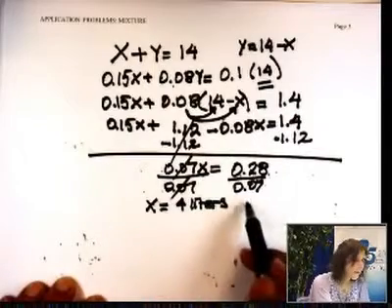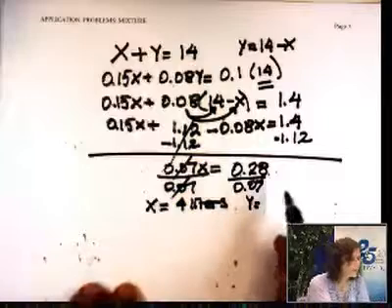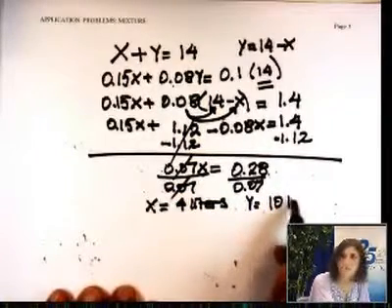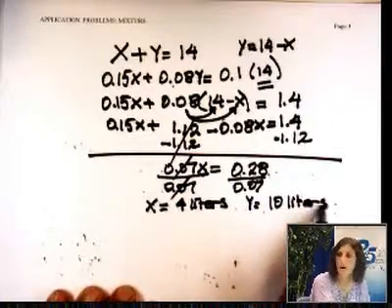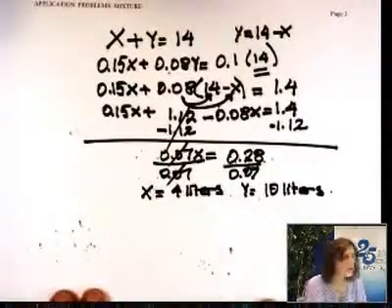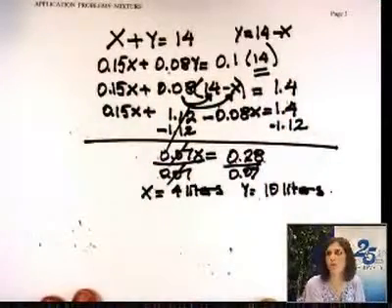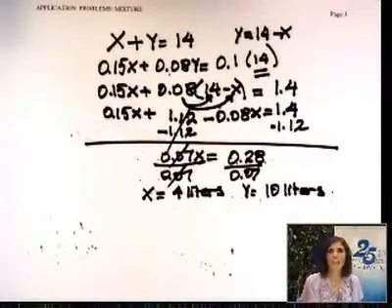How about y? x plus y is 14. 14 minus 4, y is 10 liters. All right, does that make sense? 10 plus 4 is 14. You can also put these in there and work this out, and that also works. And that's pretty much the end of this mixture problem.